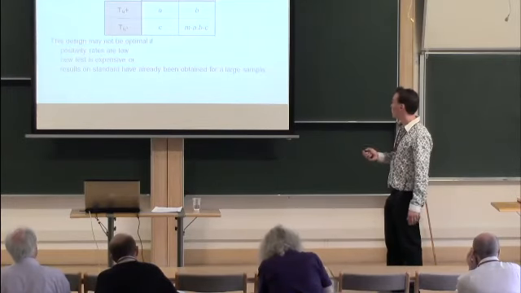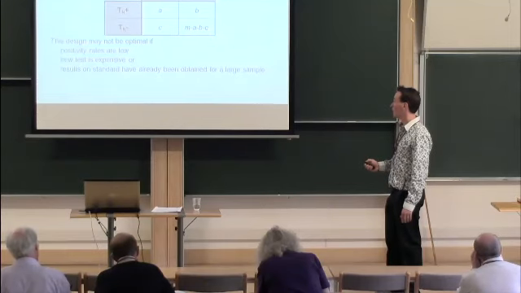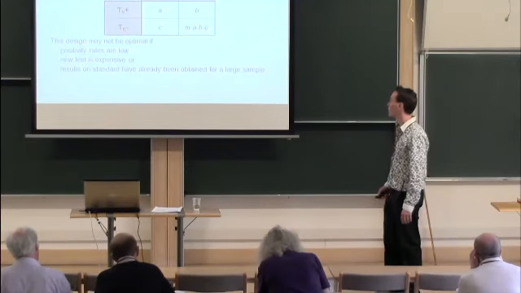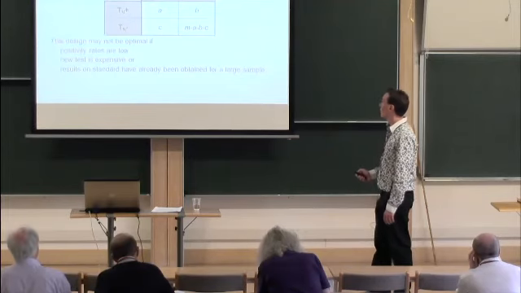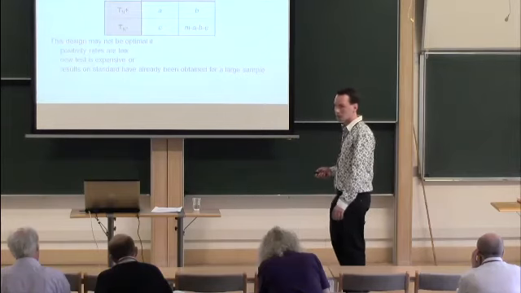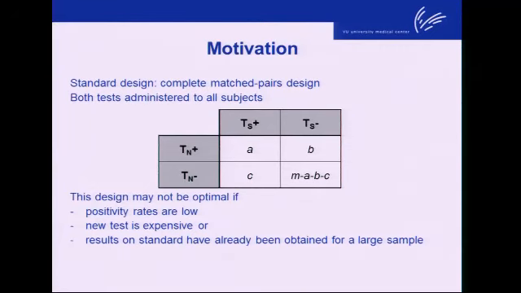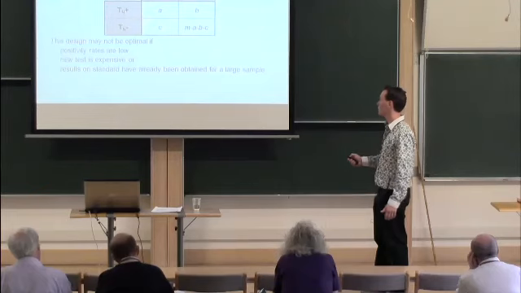So this is the standard design for comparing the positivity rates. It's just a 2x2 table where a set of M patients gets diagnosed with both tests. They can be positive on both tests and negative on both tests, but there can also be discordant results between the tests. And typically these are the most informative, for instance, in the McNemar setting. But in some cases you might have very low positivity rates, and this design may not be optimal because you get very little information, very small numbers in these cells, for instance.